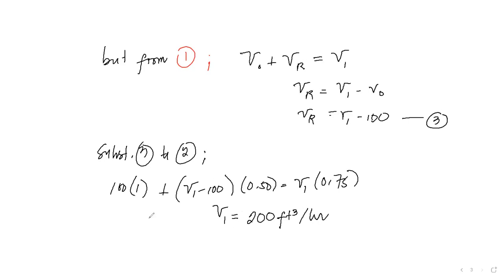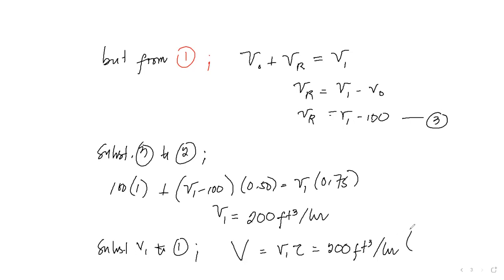Now, knowing V1, we substitute V1 to 1. So we have the volume of the reactor is equal to V1 times the tau, or that should be 200 cubic feet per hour times, again, the holding time, the space time, and the residence time. Oh, sorry, this is over 60 because that's in minutes.